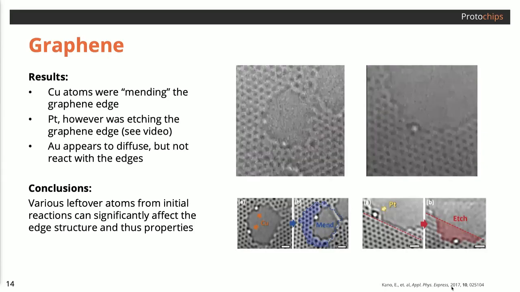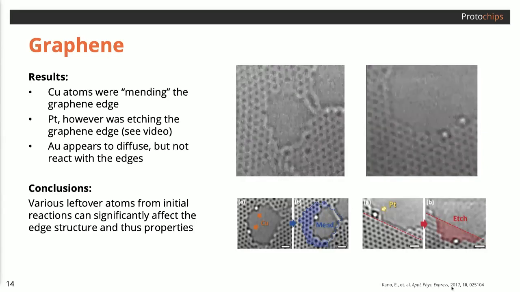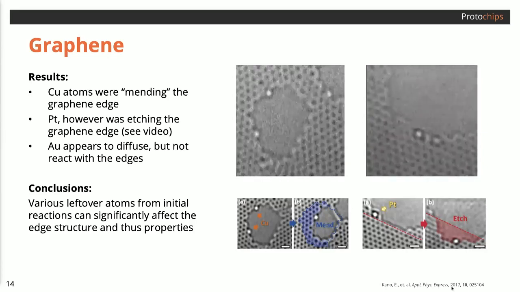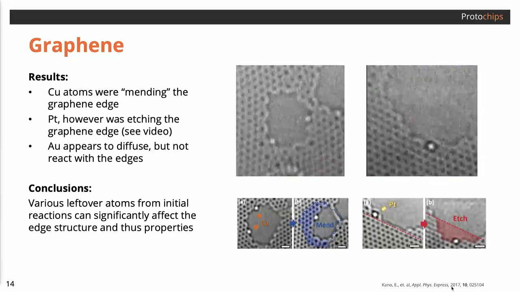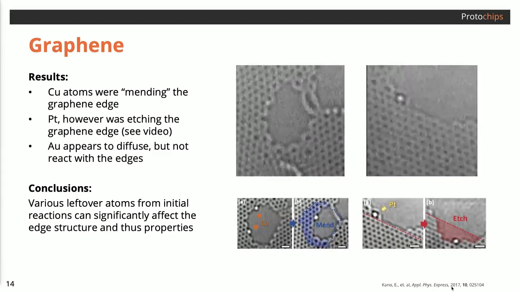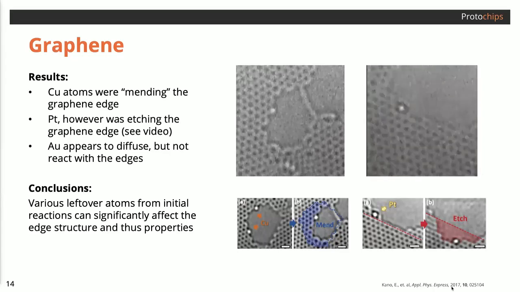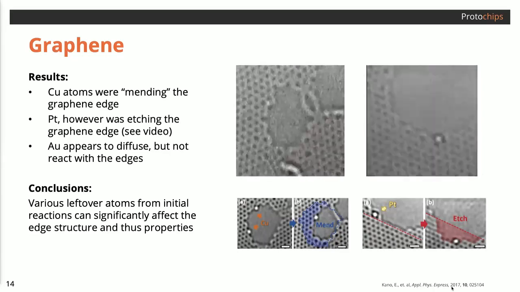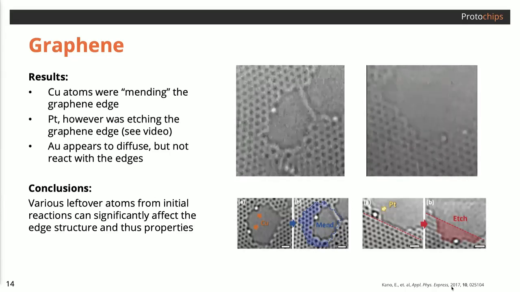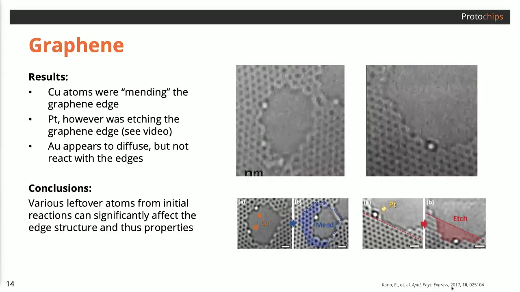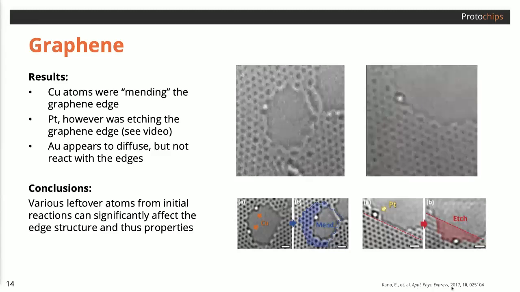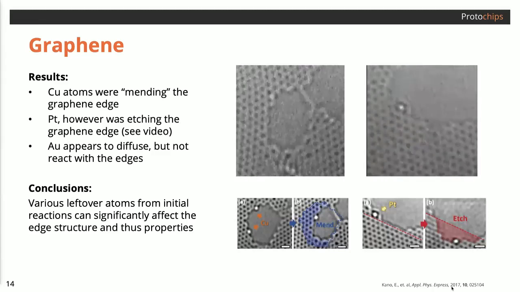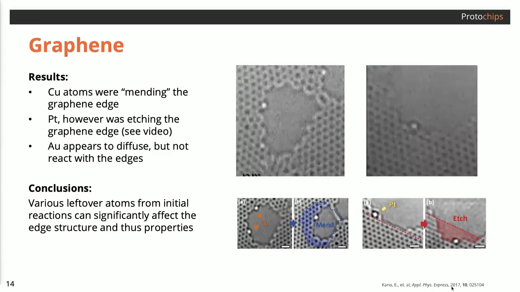So all of these studies showed how residual atoms left behind on graphene can affect the properties and the structure of graphene. And as you'll hear more later, the edge structure of these two-dimensional materials can have a profound effect on the properties and performance of the resulting system. So this is just one example of 2D materials, and you'll hear a little bit more about other 2D materials that can be studied with Fusion in a bit.